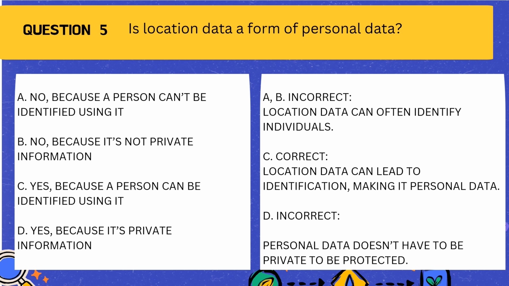Option D, because it's private information. So personal data doesn't have to be private to be protected, right? A lot of information is available online, like your Facebook account, your LinkedIn account, and it's not private information, it's personal information. So there is a difference. So option C is the right answer.